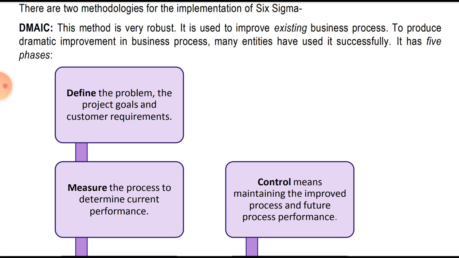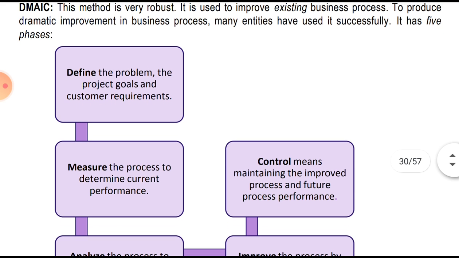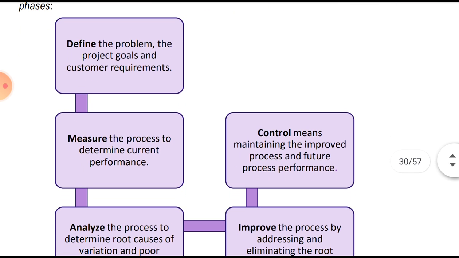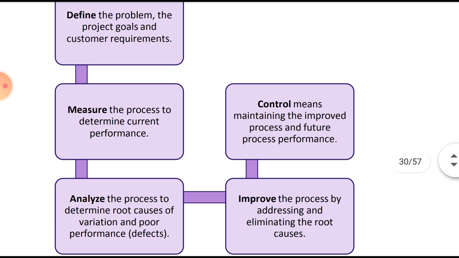It has 5 phases. DMAIC stands for define, measure, analyze, I for improve, and C for control. D is for defining the problem, projects and customer requirements: what is the problem, what is the customer requirement. Then measure the current performance: where we are standing. Analyze the root cause: what is causing variation and poor performance.